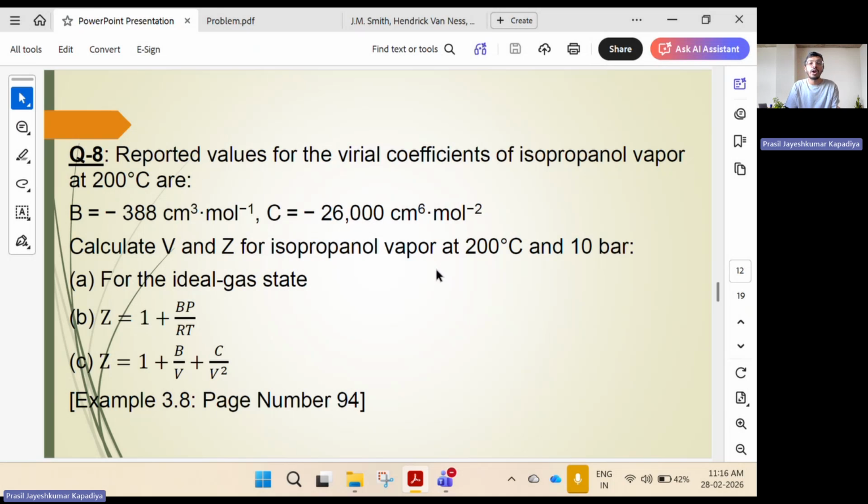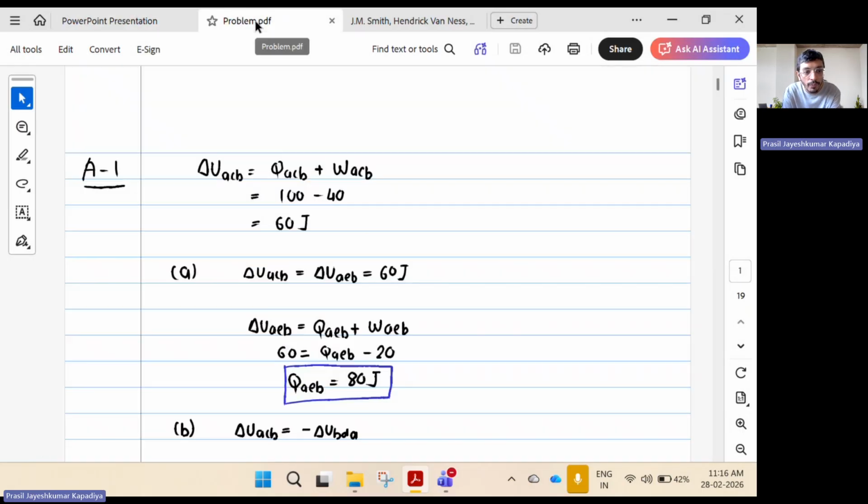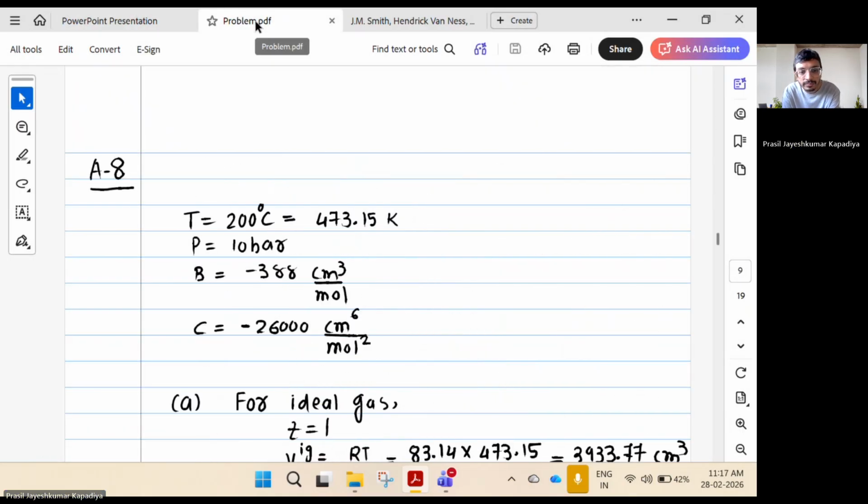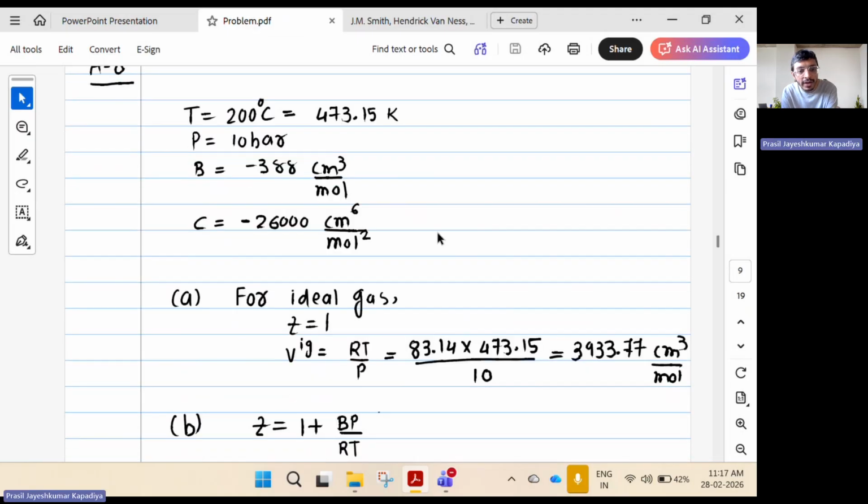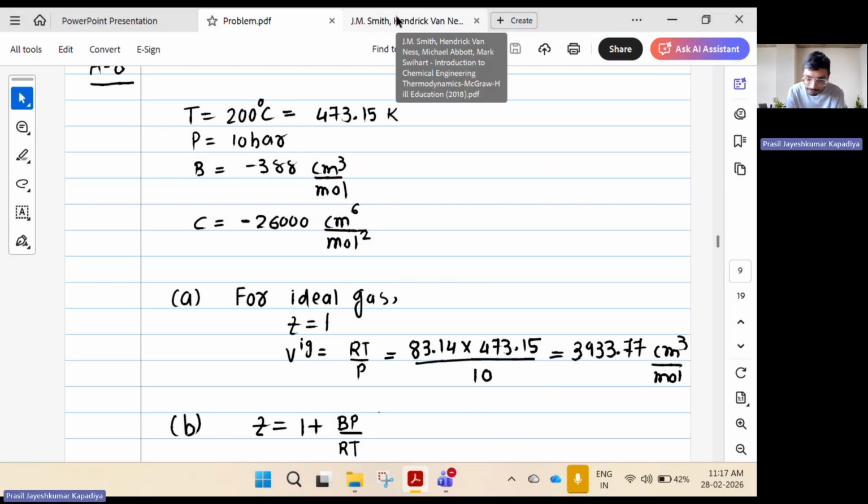So what is it going to be for the ideal gas state? For the ideal gas state, volume V is equal to RT by P. R, T and P we know. For ideal gas condition, we need to find both values of V and Z. For ideal gas, Z is anyway equal to 1, and volume is RT by P. So I'm putting R as 83.14, temperature as 473.15, and pressure 10 bar. So this is my ideal gas volume that I'm getting. That is very straightforward and very simple.